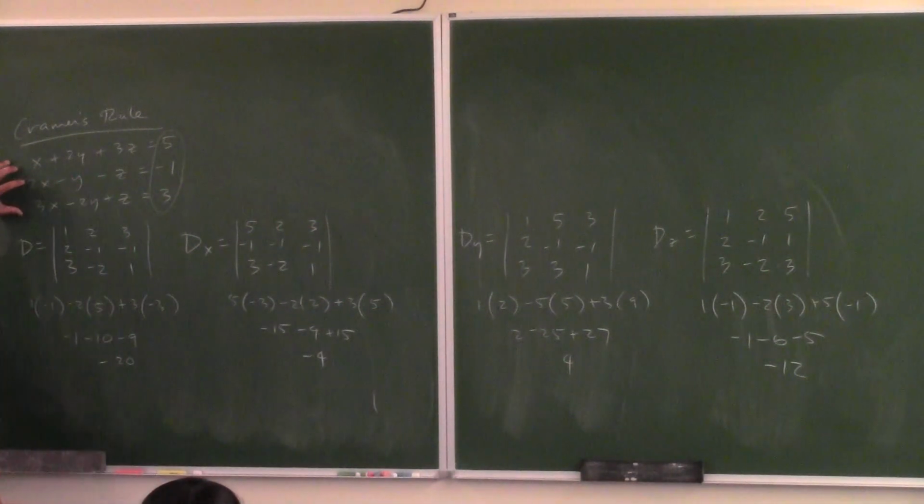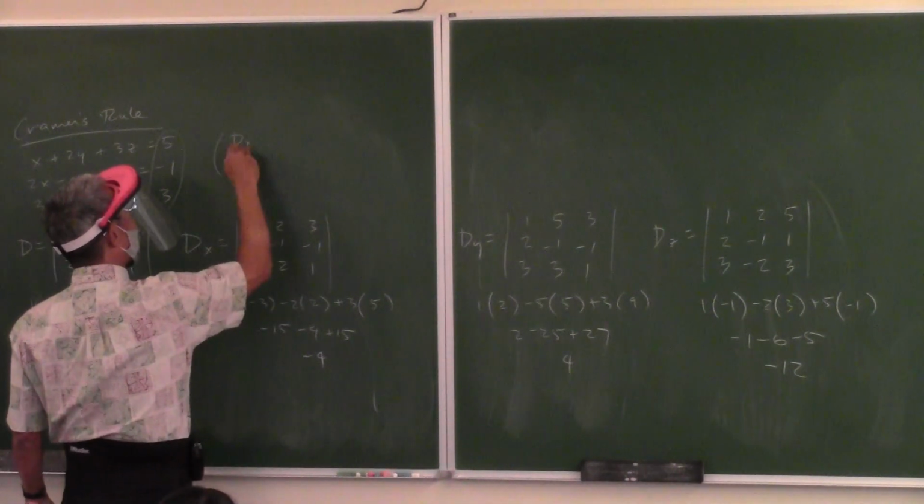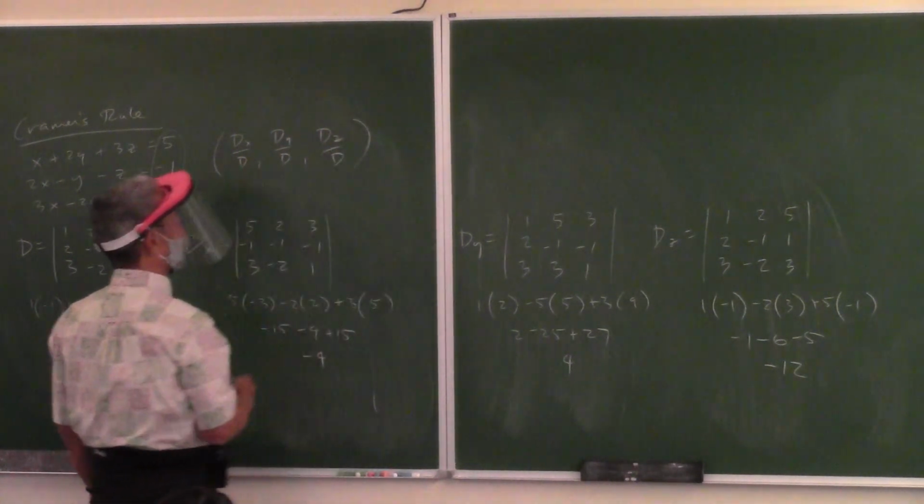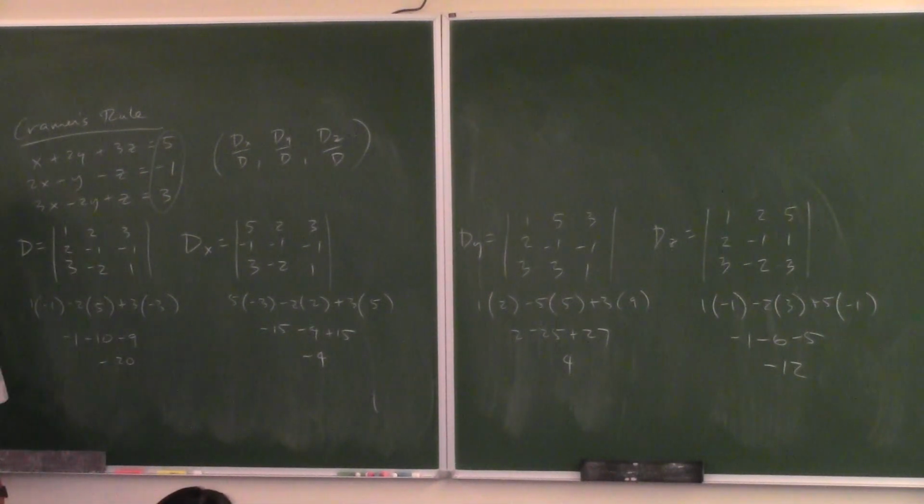So, what are you trying to find when you solve 3 equations, 3 variables? You're trying to find where these 3 planes, these are each planes now. When you solve 2 equations, 2 variables, you're solving where 2 lines intersect, right? 3 equations, 3 variables, 3 planes. Where do the 3 planes intersect? When you solve 4 equations, 4 variables, where do the 4 hyperplanes intersect? Well, the answer is d sub x over d, d sub y over d, d sub z over d. And for those of you who learned Cramer's rule last year, is this bringing back memories?